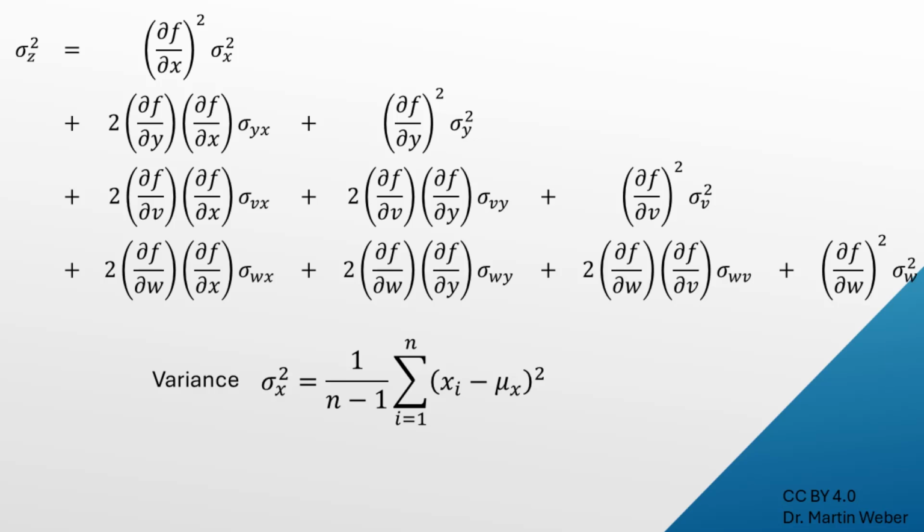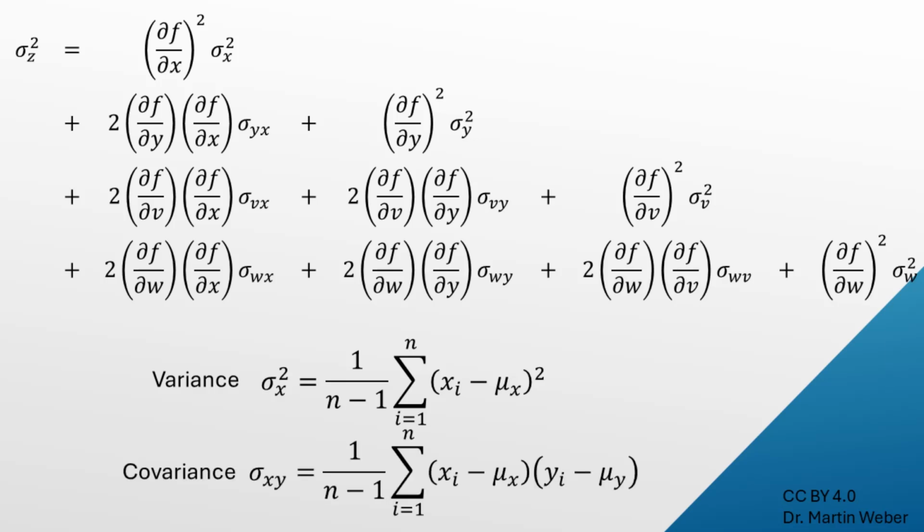Now I want to recall the equation for the variance and covariance. The variance is just a special case of the more general covariance term. To symbolize that, I will change the notation and write the variance of x as the covariance of x with x. Note also that the terms are commutative. Therefore, the covariance of x and y equals the covariance of y and x.